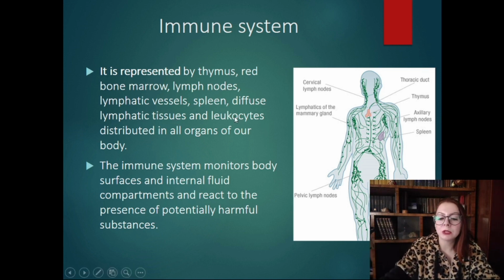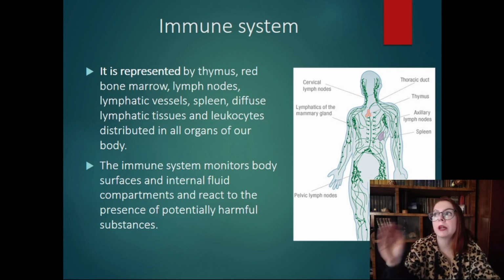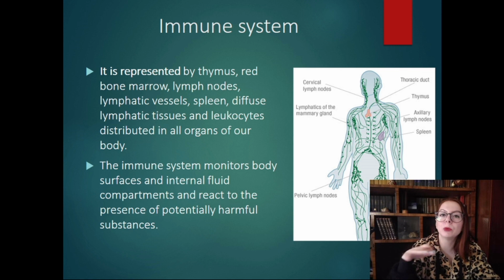Also, the immune system includes leukocytes distributed in almost every system of organs. Inside our connective tissue, for example inside our brain, there is a set of leukocytes providing immune surveillance. So the immune system is ubiquitous. It forms distant organs, but at the same time it is present in every organ in the form of cells infiltrating loose connective tissue and other tissues.